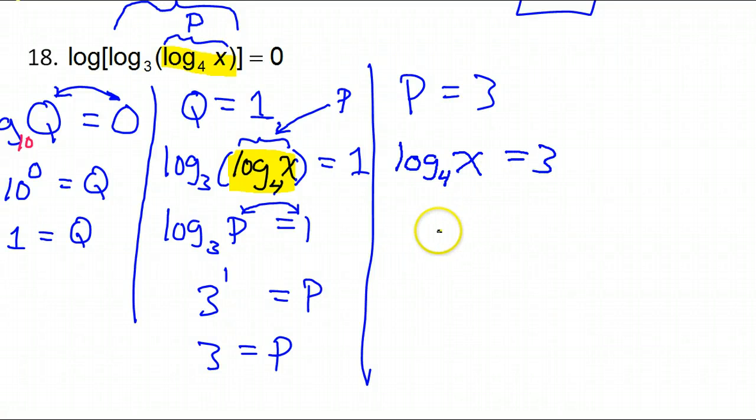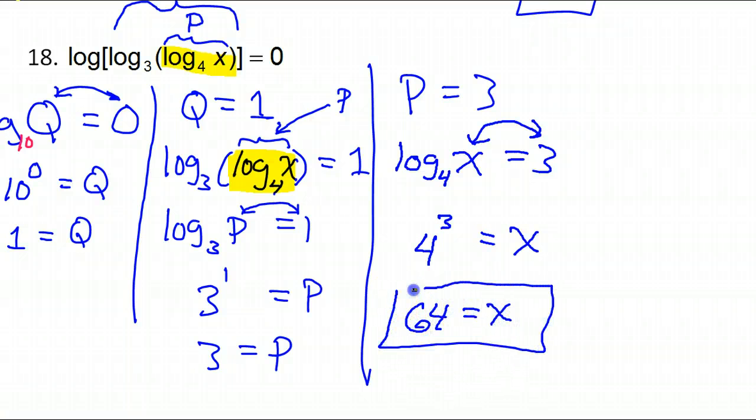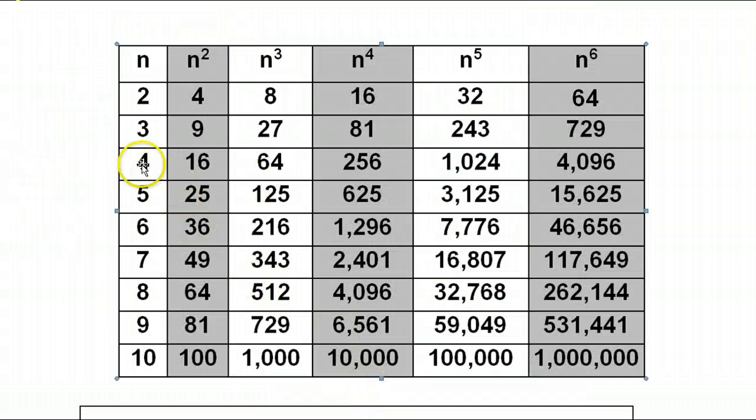So let's do this one more time in exponent form. Bring down your base of 4, and these two things will switch sides. So that's 4 to the 3rd power is equal to x. 4 to the 3rd power happens to be 64. So that will be the final answer. 4 to the 3rd power is 64.